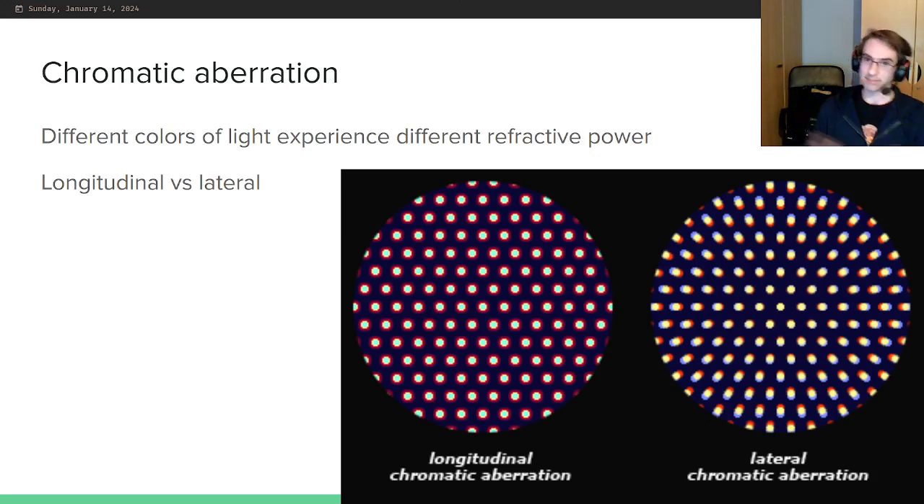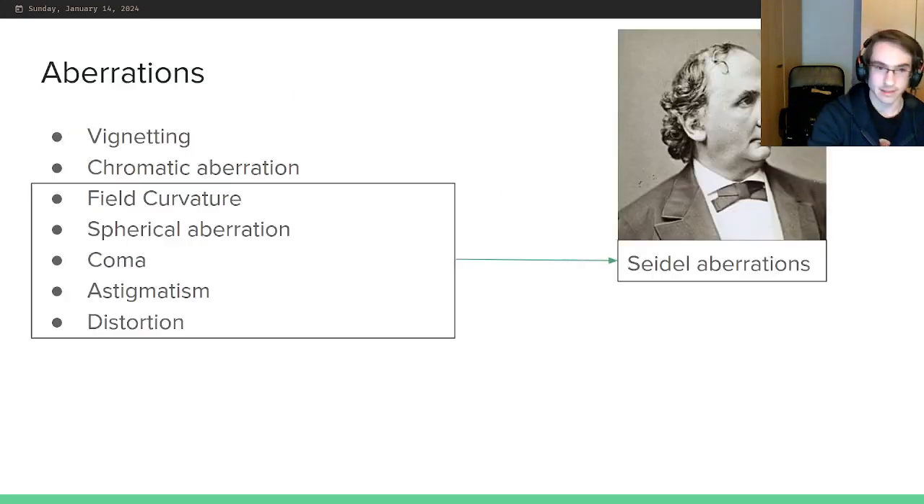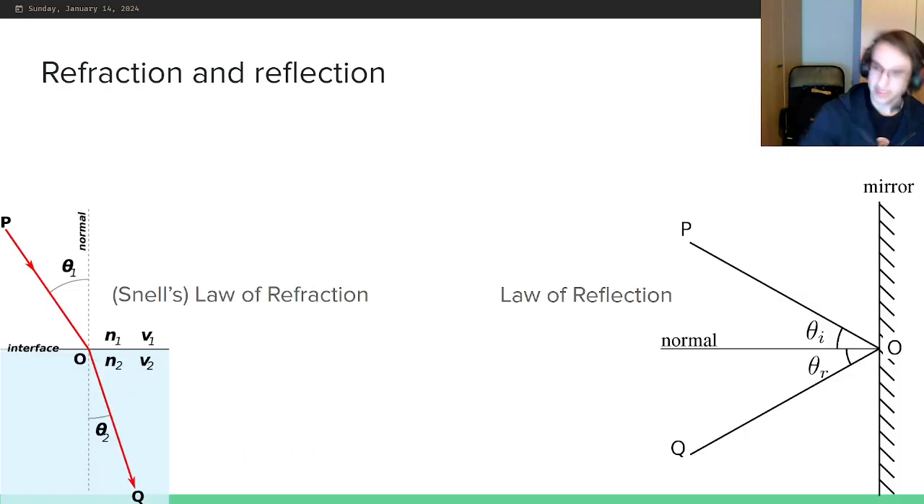This is something that any basic article on the internet will tell you, that different colors of light will experience different refractive power. So I had the law of refraction here, where this incoming angle and this outgoing angle are related through the refractive indices of the medium. Now, this refractive index actually depends on the wavelength of light. And so that means that the amount of refraction depends on the wavelength of light.